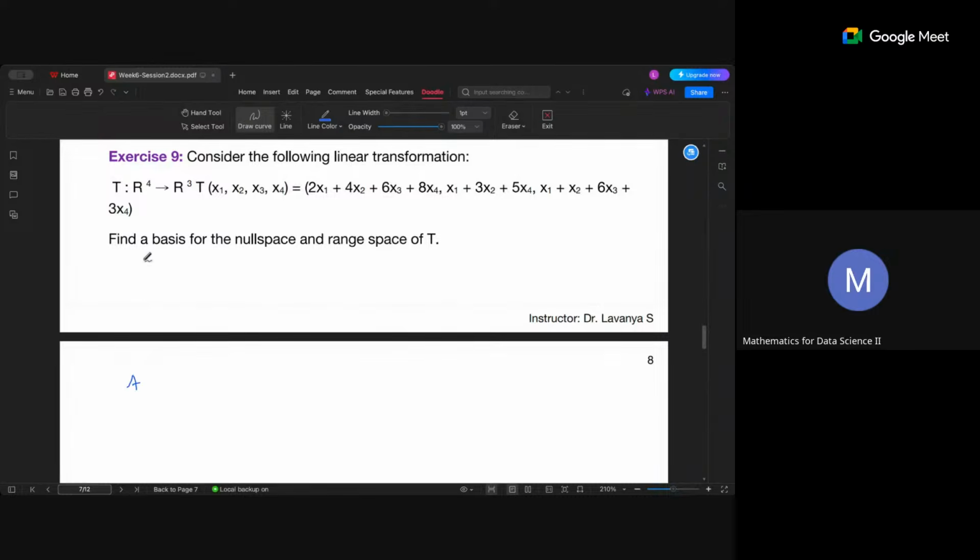So let's say that V1, V2, V3, V4 are the standard basis of R4. Find TV1, TV2, TV3, TV4 and find the matrix A.